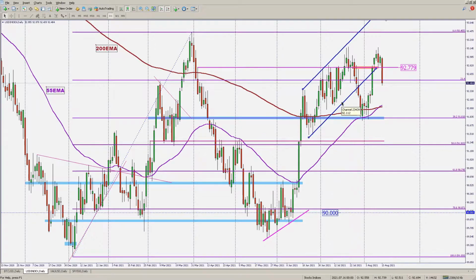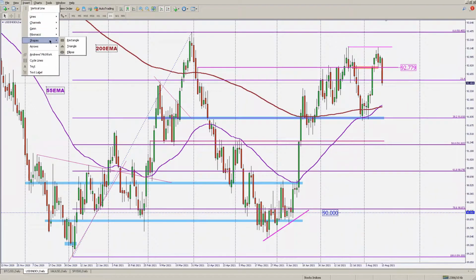I think we can remove this bullish channel here. This is key resistance there now, and looks like consolidation within this zone with resistance at the 92.78 area, and it looks like there's support coming up from the daily 55 and 200 EMAs. So let's mark this zone here as well for support.